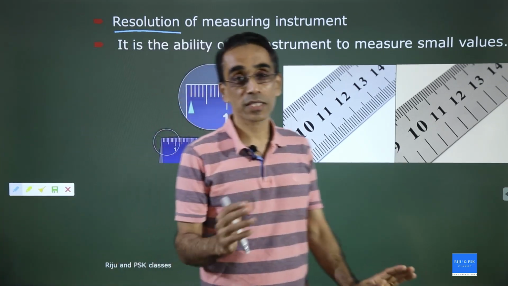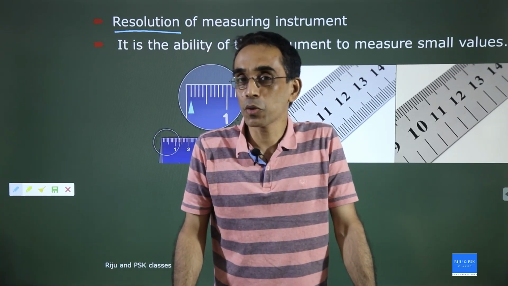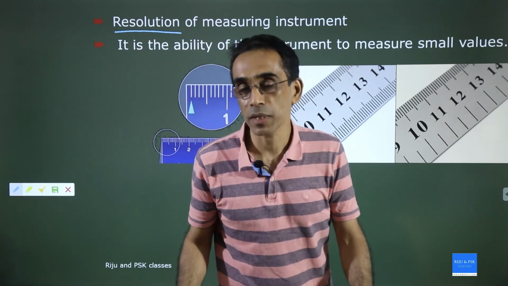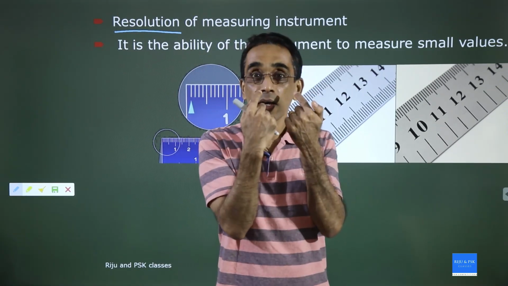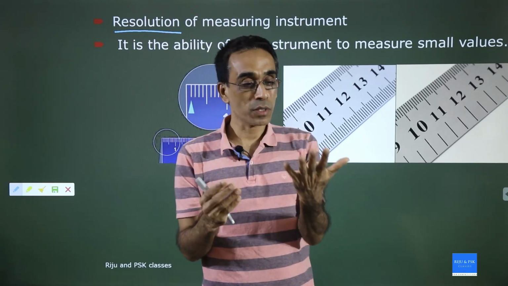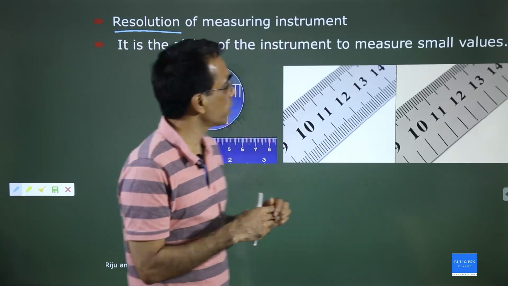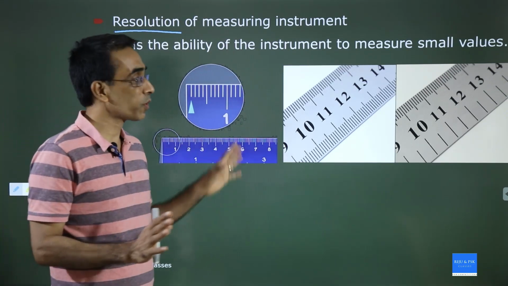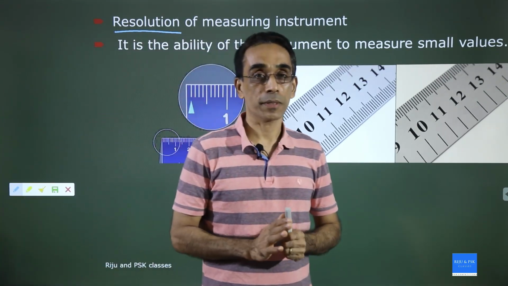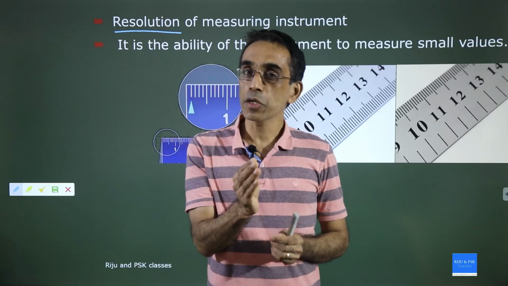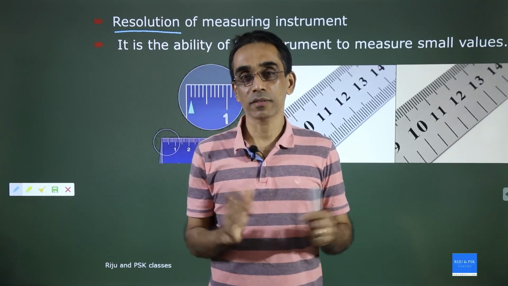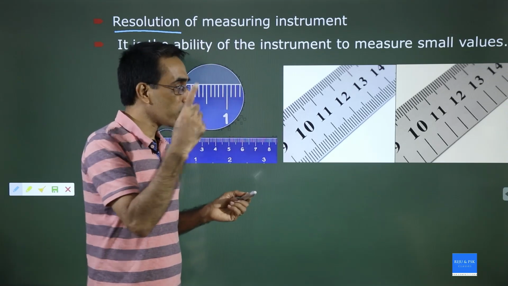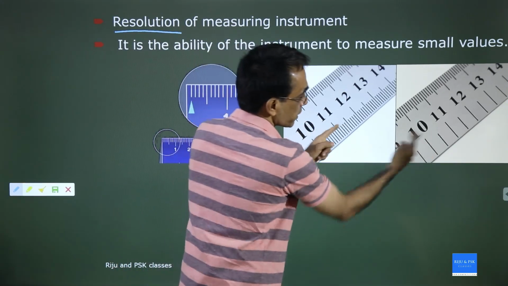I want you to learn resolution of a measuring instrument. The word resolution will come in many chapters in physics: resolution of your eye, resolution of microscope, resolution of telescope, so many things. Resolution of an instrument is an ability. What ability? The ability to measure very small values. To tell you more about that, I am showing you two scales here.